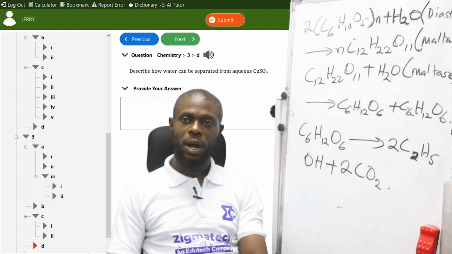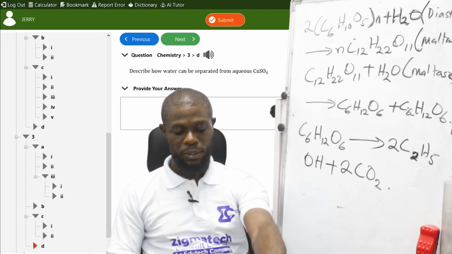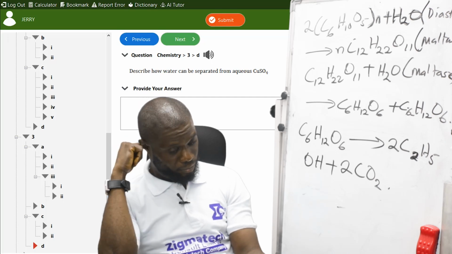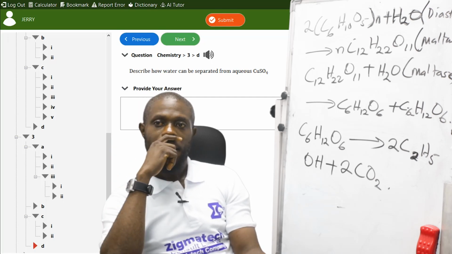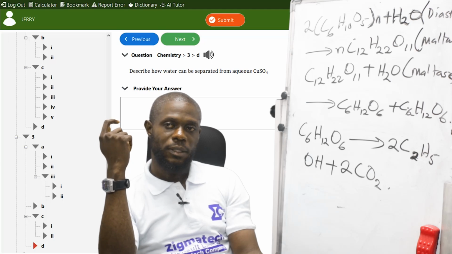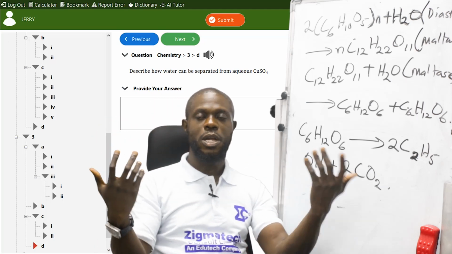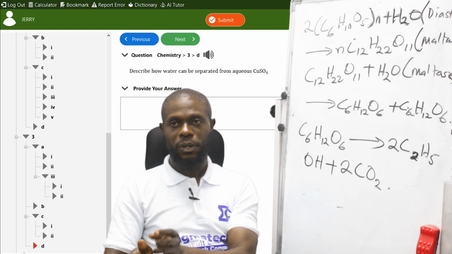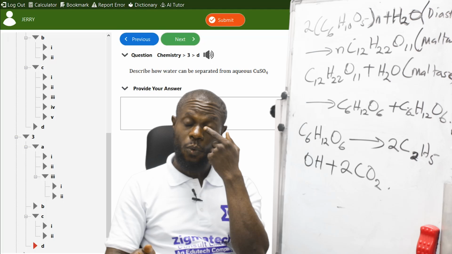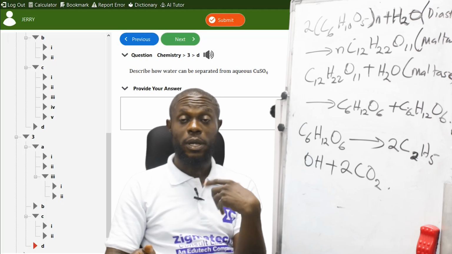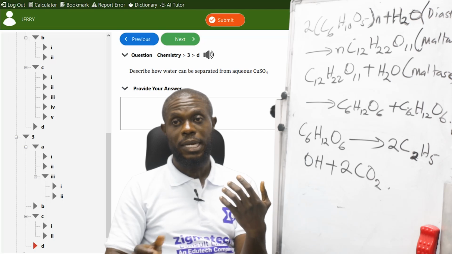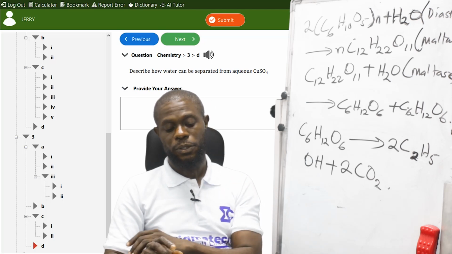The next one is: describe how water can be separated from aqueous copper sulfate. Aqueous copper sulfate is just a liquid-liquid separation technique. That means the copper sulfate is now dissolved in water. So you're separating the liquid from the solid.